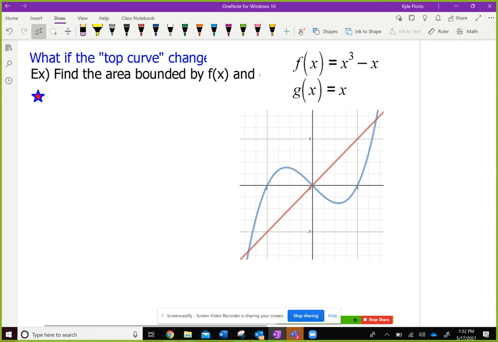All right. So, anyways, what if the top curve changes? How would we find the area bounded between the two curves? So I want the area between these two curves. Concavity. Sorry. That's a good word. When we're talking about area between curves, it's always going to be positive, so there's no canceling out going on. But I want to find this area and that area.